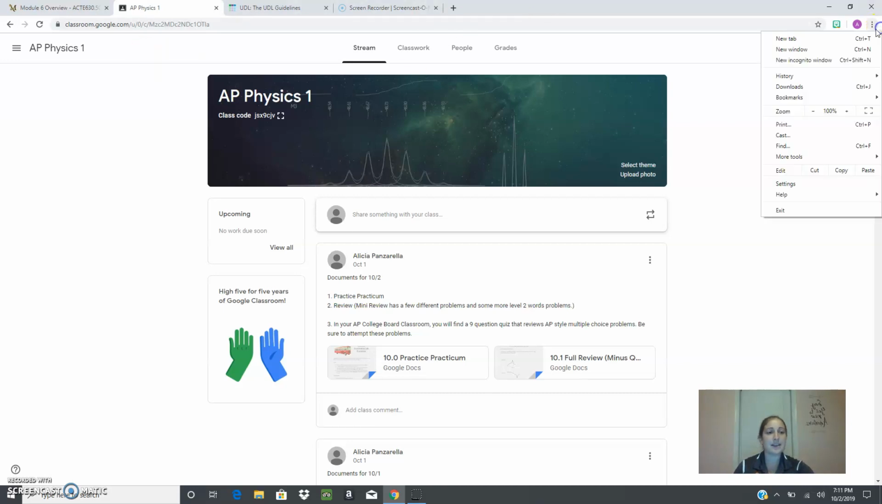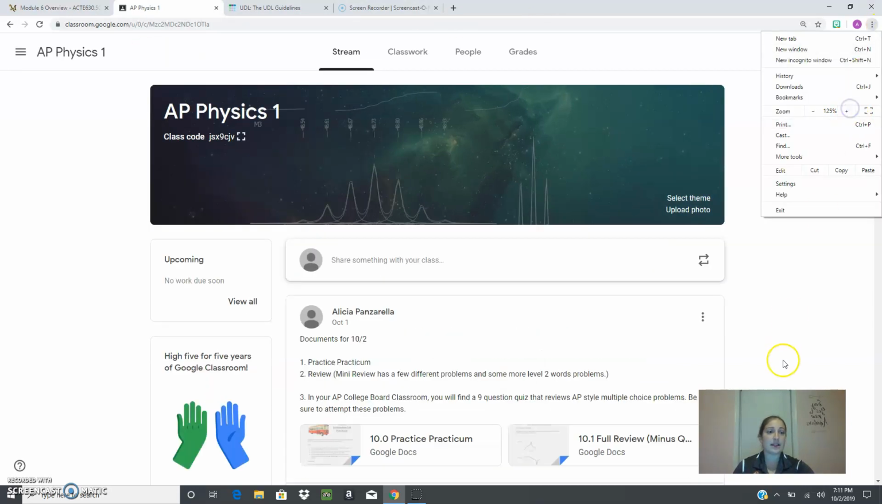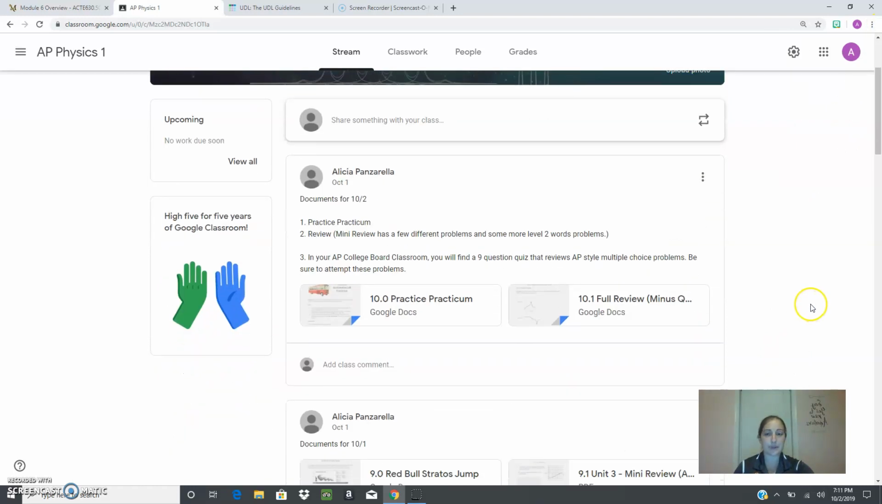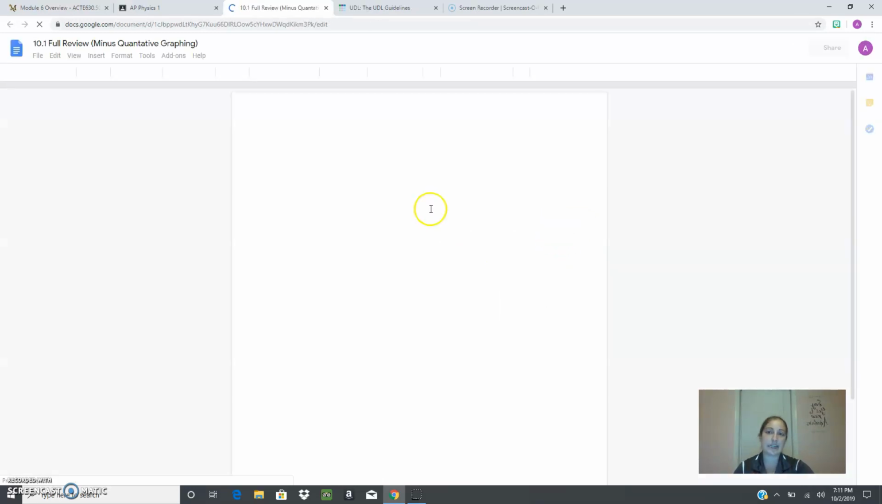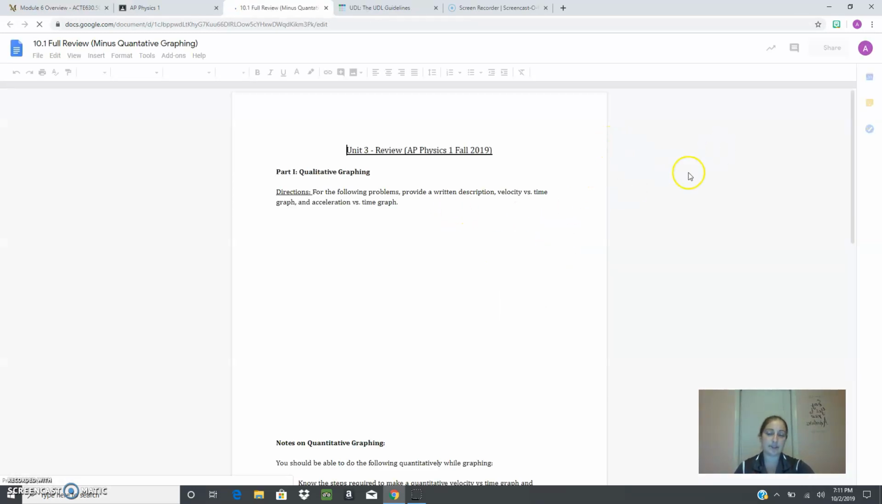Now, one of the things that I do think lined up to some extent with the UDL, in terms of engagement, is that the students had choice today on what they chose to do, and anything left over they could do for homework or during enrichment. So they had three things. They had a practice practicum, so they can practice their lab skills, and a review that was qualitative and quantitative in nature. So this is one of their documents.